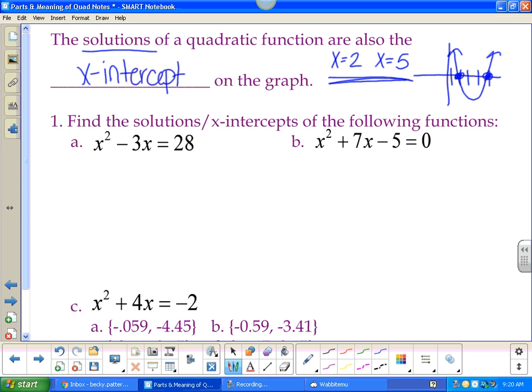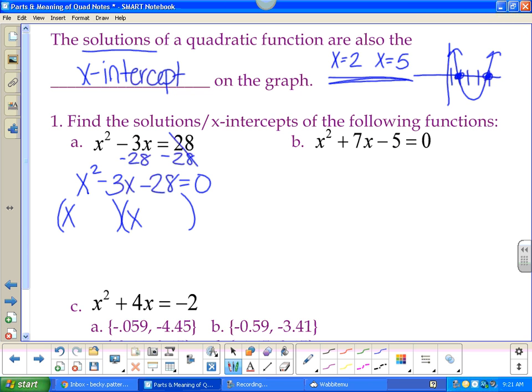So yes, this one is quadratic because it has an x squared. It's not equal to 0 yet, so the first thing I'm going to do is subtract the 28. So x squared minus 3x minus 28. And then I want to try to factor it. It's a trinomial, so I want the factors of 28 that subtract to give me 3, which are 7 and 4. Signs are different. Bigger number gets the negative.